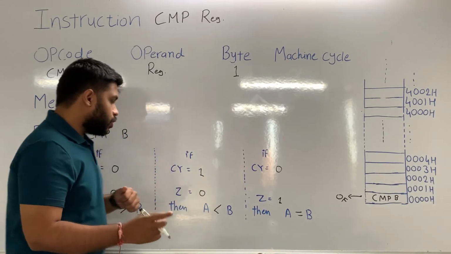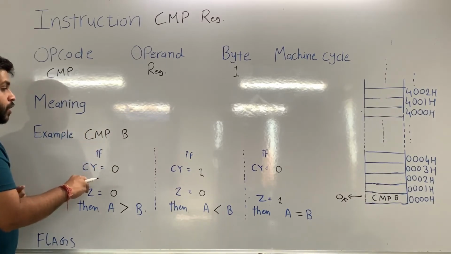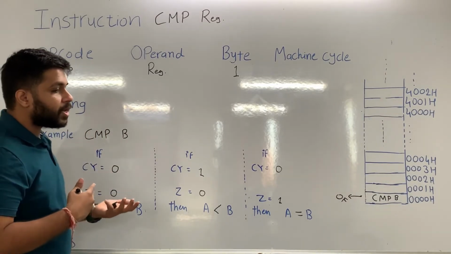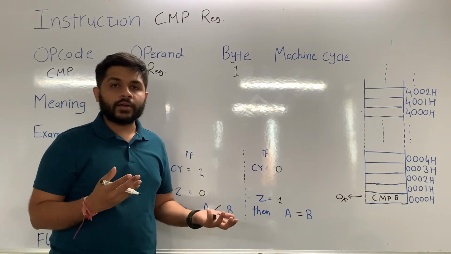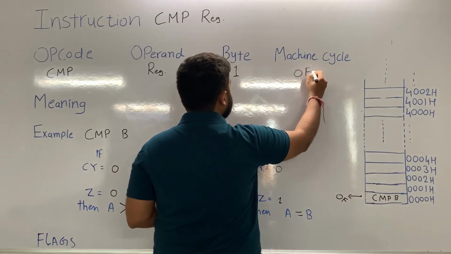During the execution, you can clearly see that all the processes are done within the microprocessor. So during execution, no interaction with memory or IO device is done. It means only one machine cycle is required, that is opcode fetch.